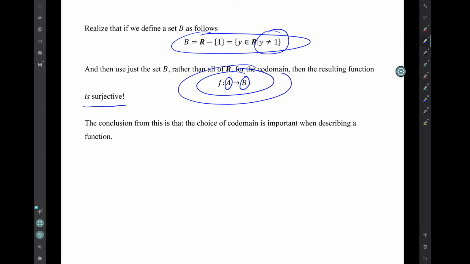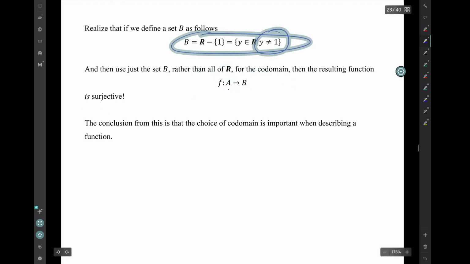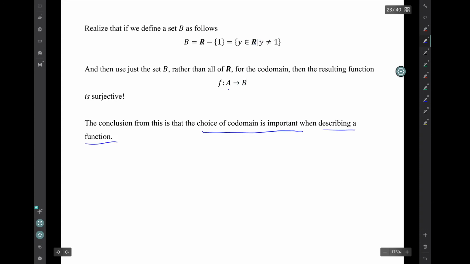That is, every horizontal line of the form y equals b, where b is in this set, does intersect the graph. So the choice of codomain is important when describing a function. Now, why would you not always do this? Isn't this the nicest thing, to choose the codomain that makes your function surjective, so that every possible number in the codomain can be achieved as an output?